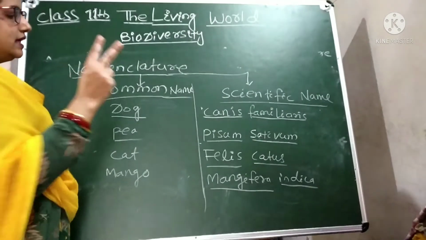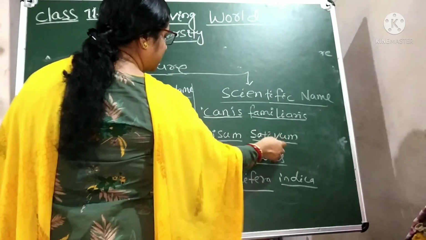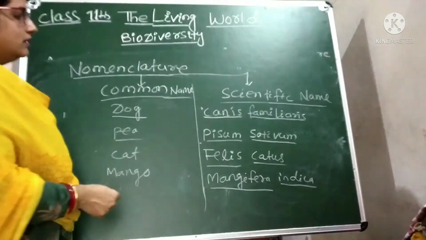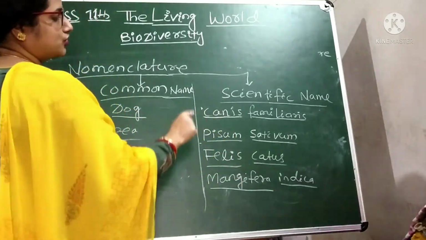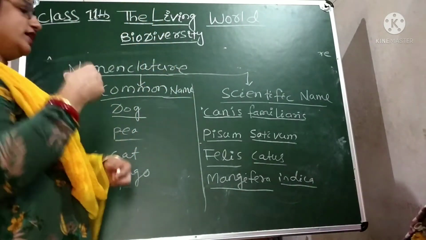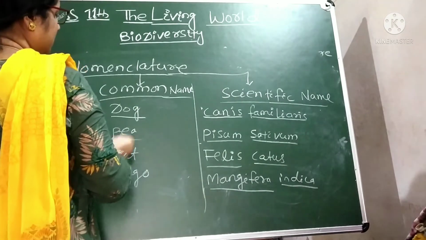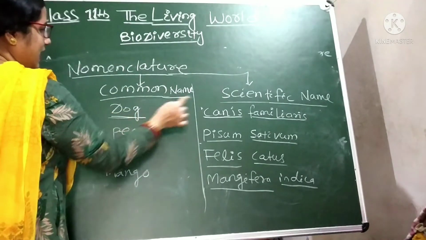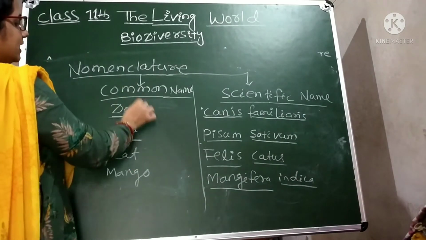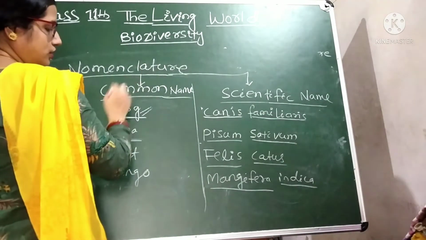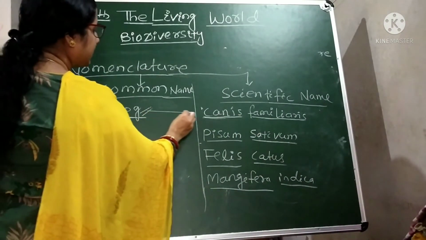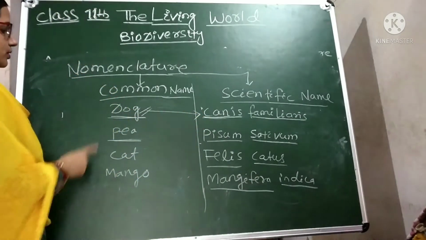Both words are added, and they are underlined. These are binomial nomenclature. The scientific name, that is binomial nomenclature, we will study later. Only see the common name and the scientific name now. The common name of dog, kukuro. The scientific name is Canis familiaris.